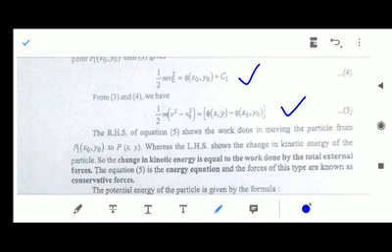Now the right hand side of the fifth equation shows the work done in moving the particle from the point P1 to P, whereas the left hand side shows the change in the kinetic energy of the particle. So the change in kinetic energy is equal to the work done by the total external forces. This is the result. Equation 5 is also called the energy equation, and forces of this type are called conservative forces.